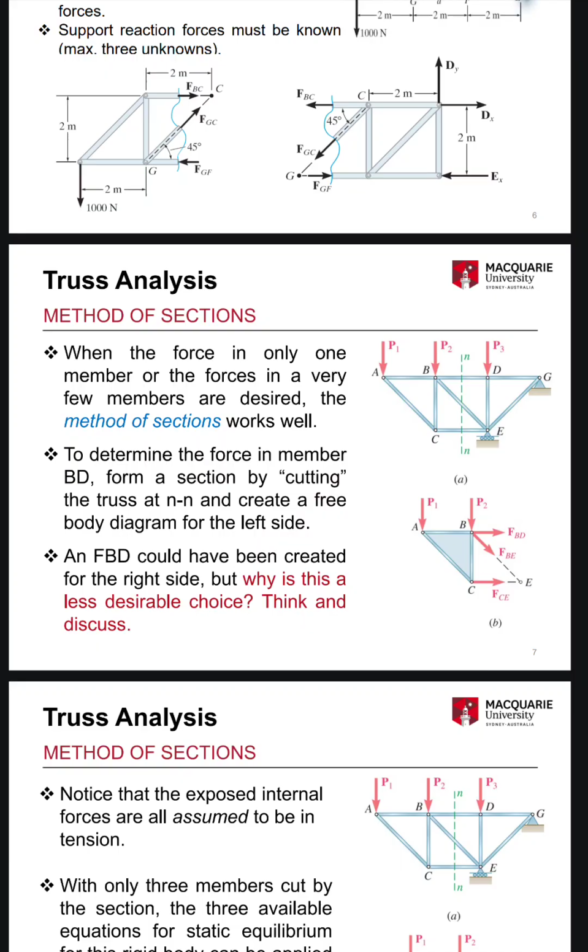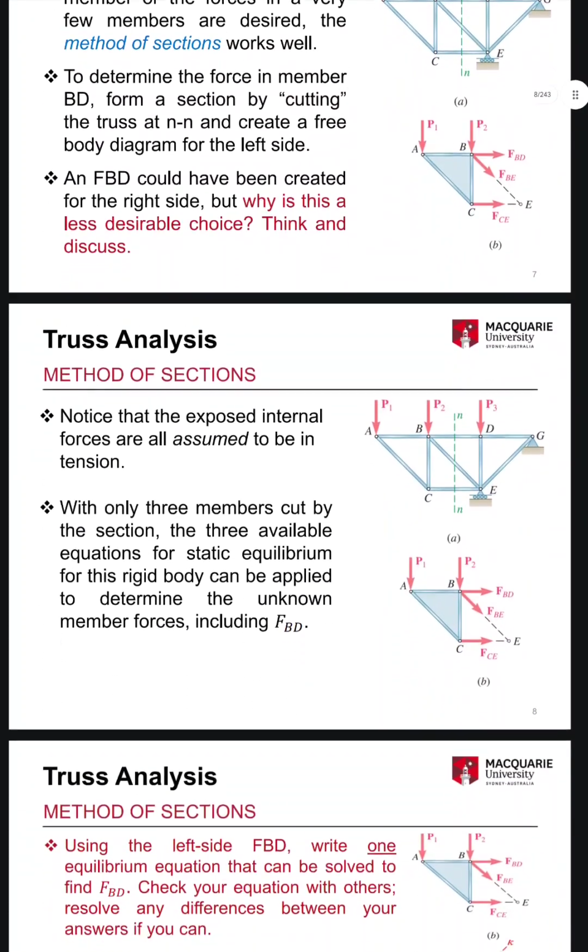To determine the force in member BD, form a section by cutting the truss at NN and create a free body diagram for the left side. An FBD could have been created for the right side. But why is this a less desirable choice? Think and discuss. Two forces on the left and the cut.